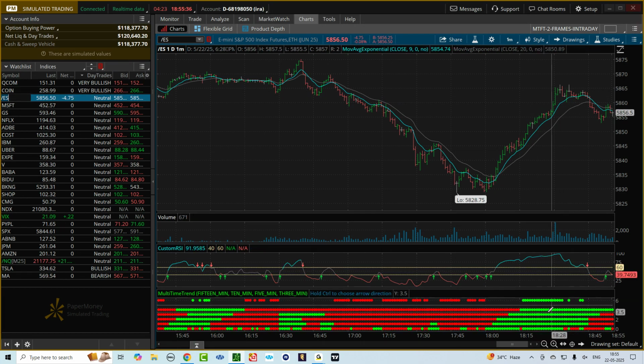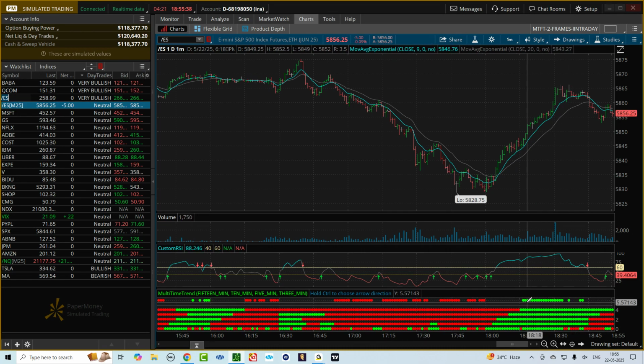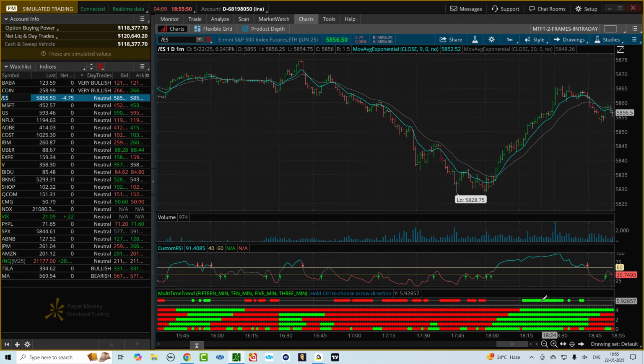And as long as the MTFT remains lit up, this is the master level indicator, which tells you when all of the time frames are aligned. So as long as this master level indicator is lit up, then you can stay in the trade.